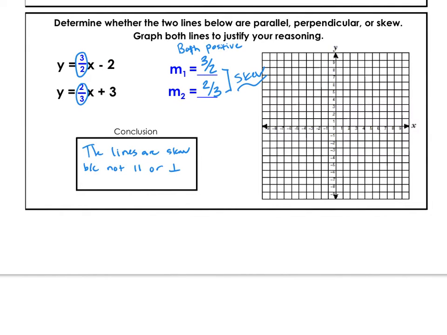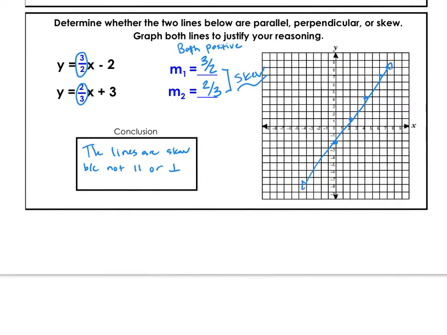Now, let's just check this by graphing. Now, a great thing about this is if you're ever confused, let's say you forget the rule real quick. You blank out. You're like, wait, what's the rule again? You could always just graph the lines to check. So let's actually graph these two lines and see if they are in fact skew, okay? The first one has a y-intercept of negative 2, and you go up 3, over 2, up 3, over 2, okay? If we graph this line, it's going to look like this, okay?